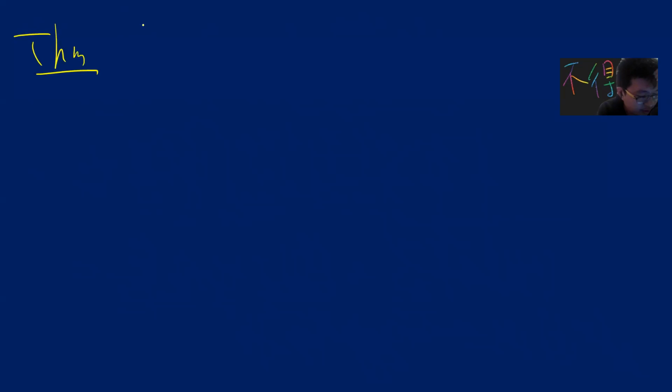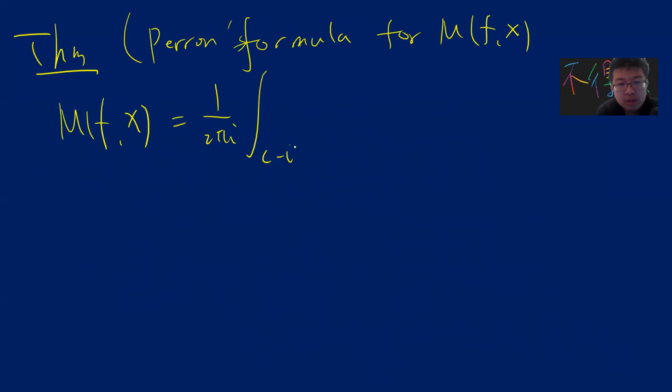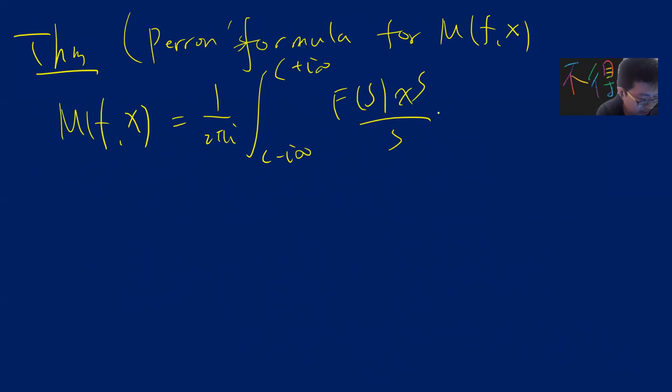Okay, so let's talk about the second Perron's formula. So basically, it's the second Perron's formula for M f of x. The theorem tells you that M f of x is 1 over 2 pi i, the integral from c minus infinity to c plus infinity of F(s) x^s divided by s ds. Okay, and then you also do the same thing, right? You need to assume that this F(s) is absolutely convergent. Otherwise, that will make you crazy. Okay, so the proof just directly follows.